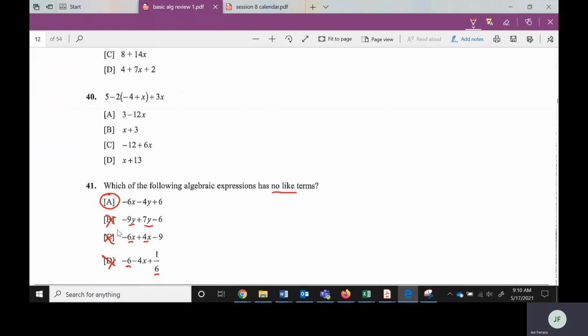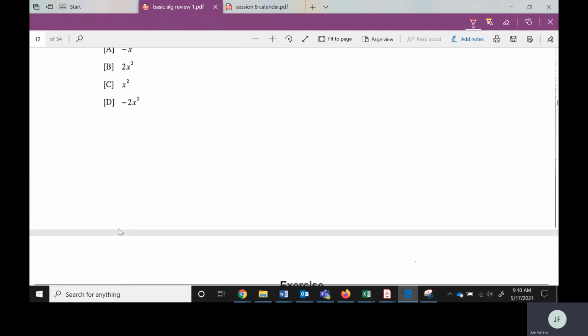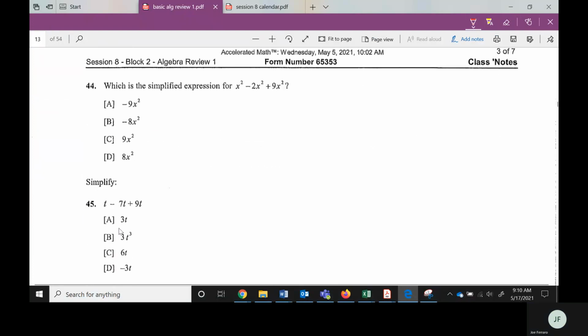Okay. Skip one page, go to number 44. It's basically the same type of problem, but they just say it differently. They write it out as a sentence, which is a simplified expression for x squared minus 2x squared plus 9x squared. So first thing to notice is that has an x squared, that has an x squared, that has an x squared. They're all like terms.